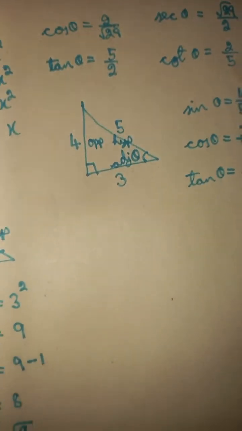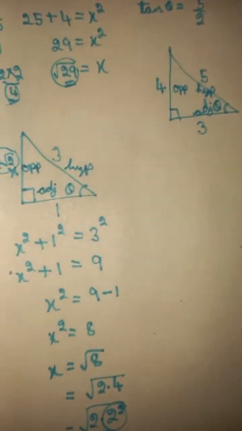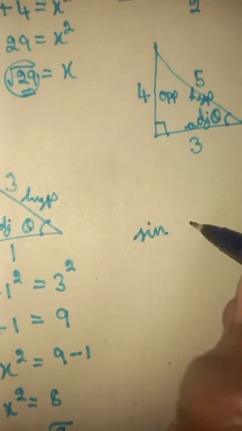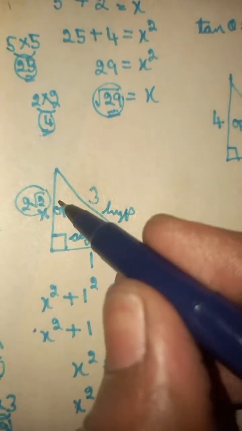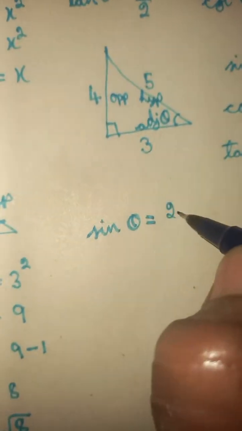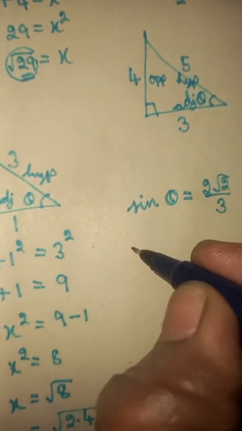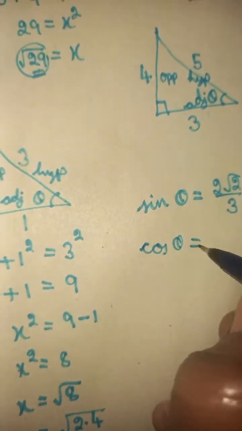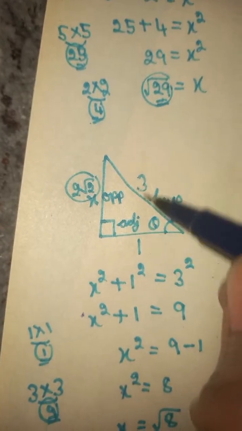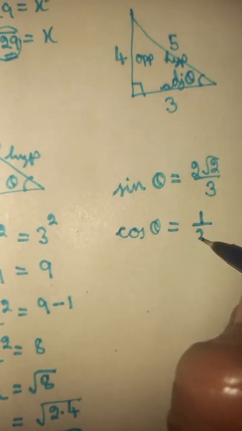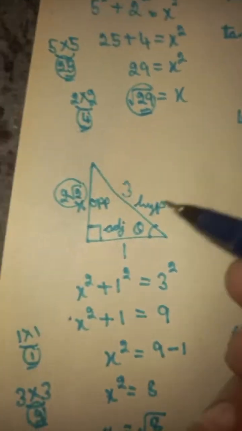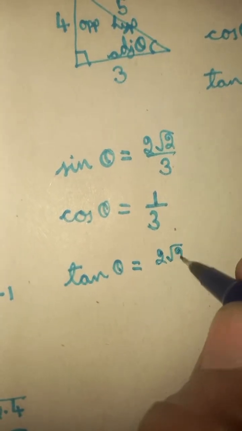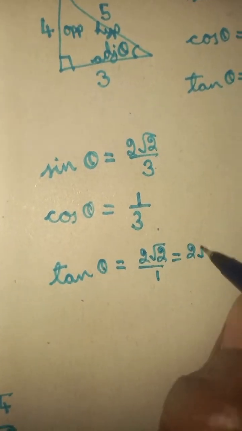Let's find the different trigonometric ratios. You can find them by taking sine of theta. Sine of theta means opposite by hypotenuse, so it is 2 root 2 by 3. And then cos theta means adjacent by hypotenuse, it is 1 by 3. Tan of theta means opposite by adjacent, that is 2 root 2 by 1, which means it is 2 root 2.